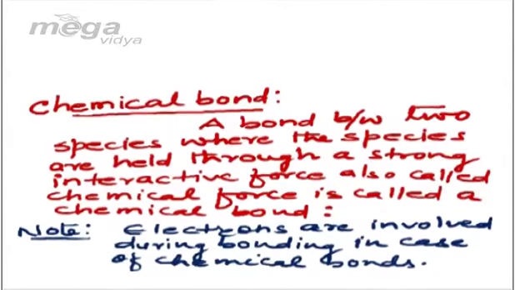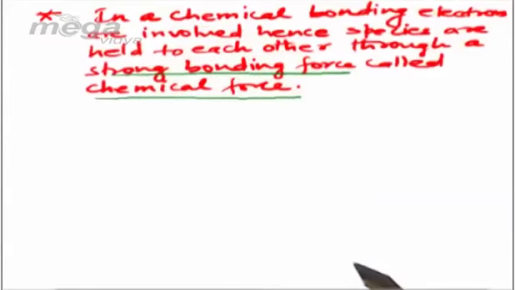As we have observed that in case of physical bonding, the species are held to each other through a weak bonding force which we call as van der Waals force. Now similarly, in case of chemical bonding, the species are held through a strong bonding force which we call as chemical force. So in case of a chemical bond, electrons are involved, hence species will be held to each other through a strong bonding force and the force will be called as a chemical force.